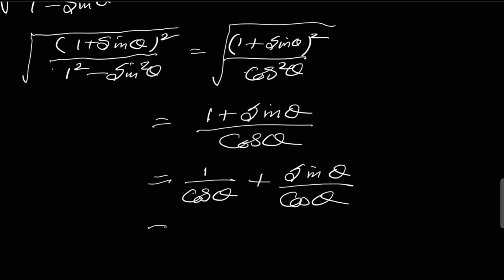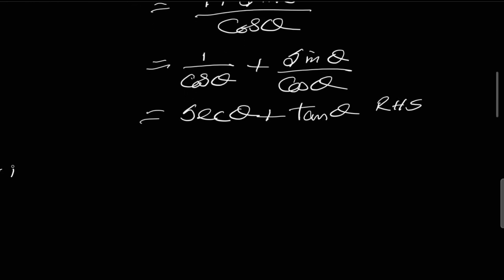What is this 1 by cos theta? Reciprocal of cos theta is secant theta, plus sin theta by cos theta. Often we are using this formula: sin theta by cos theta is tan theta. So, this is your right hand side. We proved.